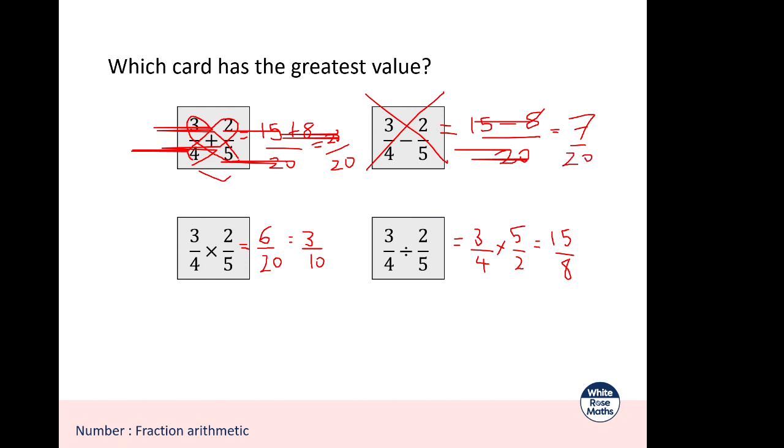So it's not the bottom left one. It is either top left or bottom right. So which one are we saying, guys? We've got 23/20 and we've got 15/8. Now, writing them as mixed numbers, I have 1 3/20.